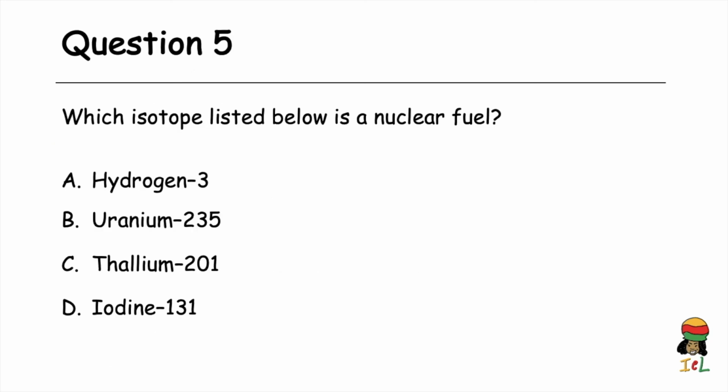Question 5. Which isotope listed below is a nuclear fuel? A, hydrogen-3, B, uranium-235, C, thallium-201, D, iodine-131. The answer is B, uranium-235.